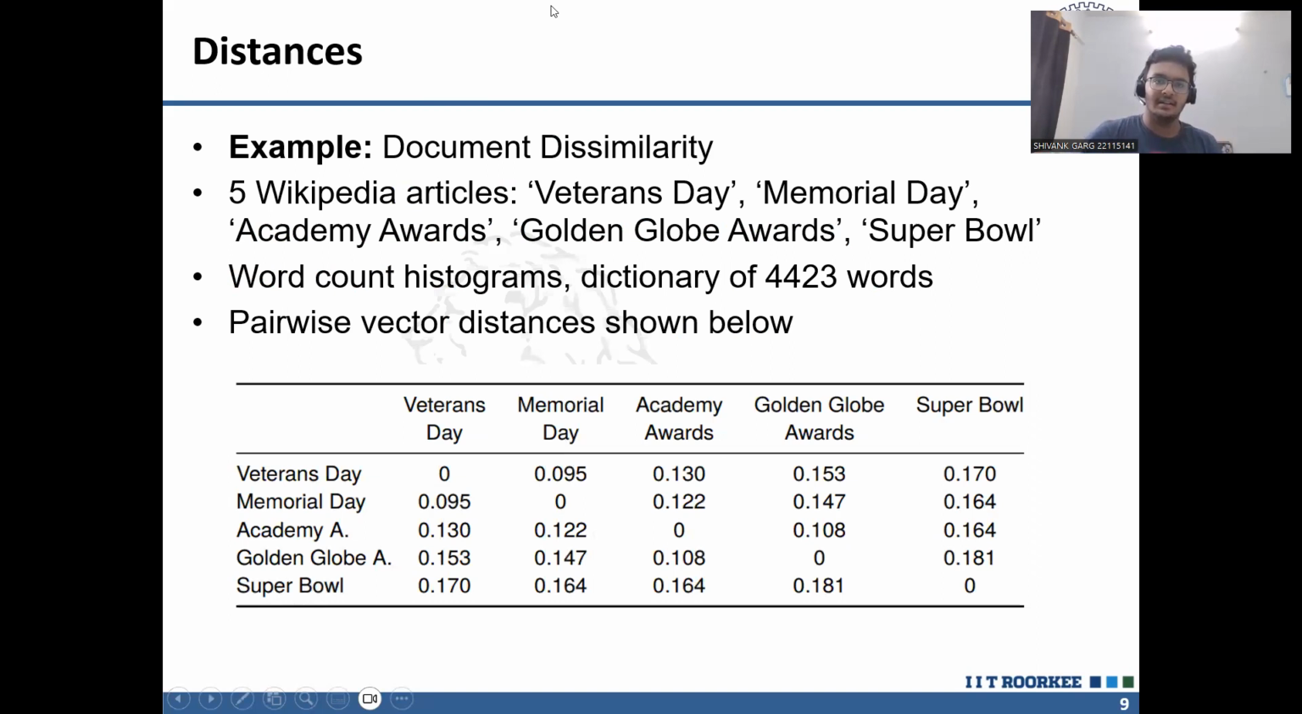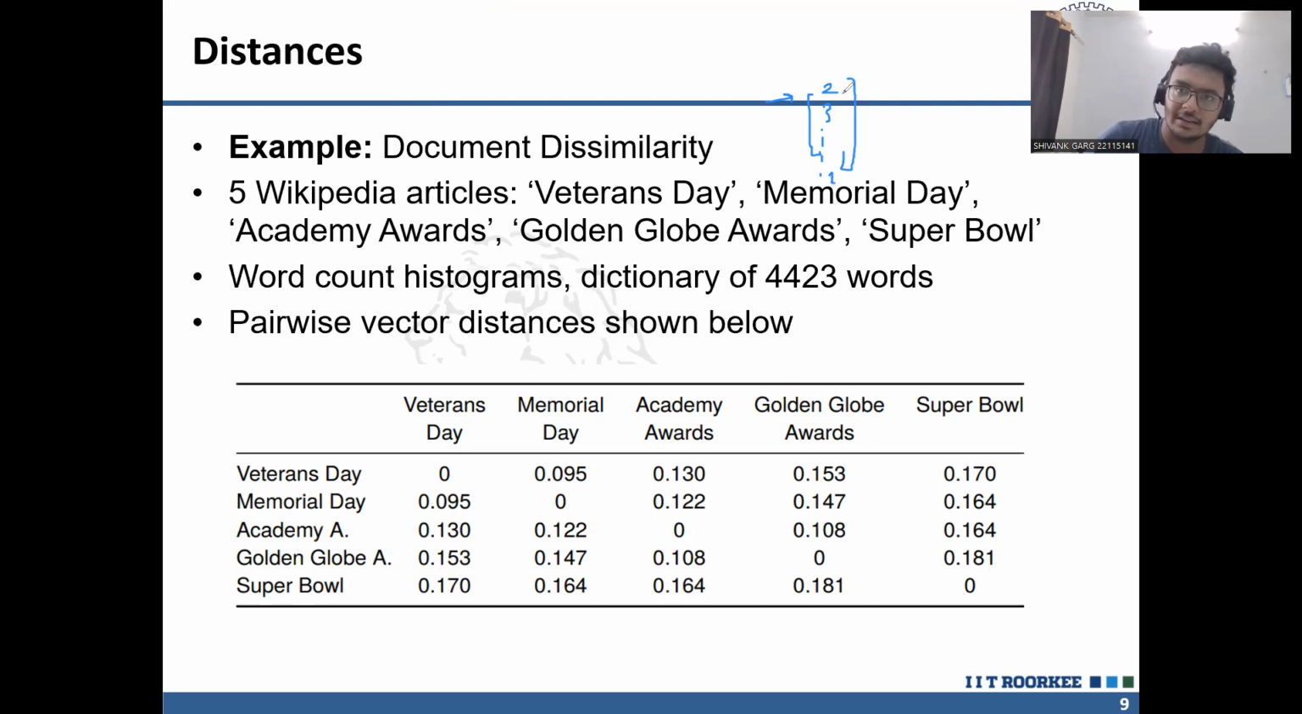So consider this problem. For example, we have 5 articles: Veteran Day, Memorial Day, Academy Awards, Golden Globe Awards, and Super Bowl. And we construct a dictionary which consists of 4, 4, 2, 3 words. So we calculate the pairwise distances. For example, like in the first example, how we saw, we use the dictionary to find vector representations of them.